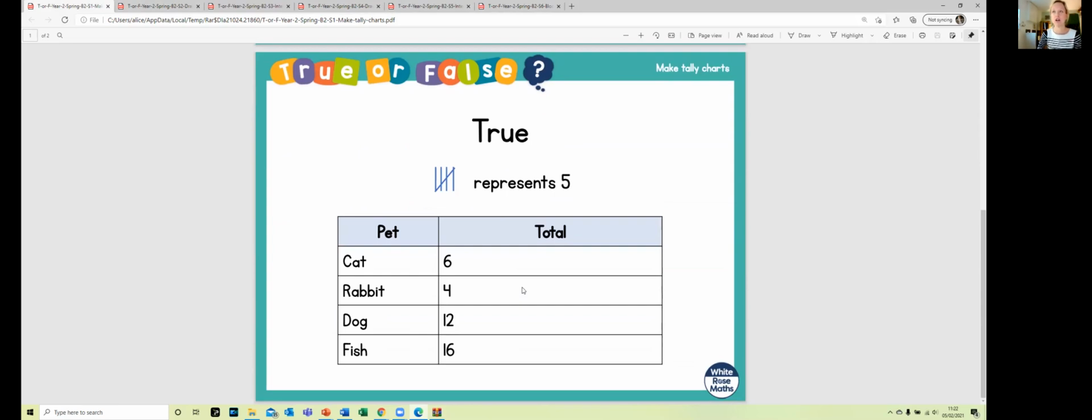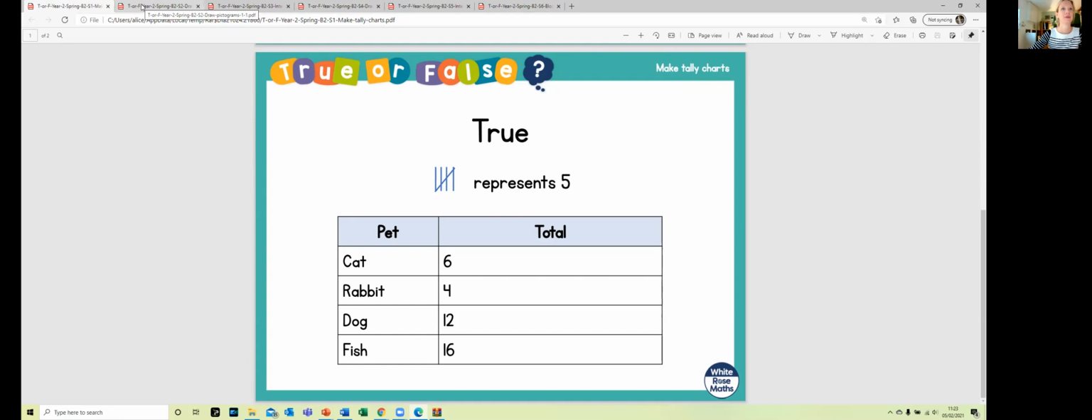And you can see here on our answer sheet, they've put the totals for all the animals. Actually, they've done good counting for all of them. There were 6 cats, 4 rabbits, 12 dogs and 16 fish. So give yourself a nice tick if you got that right. I'll give myself a tick. Got that right. Here we go. Well done, Mrs. Warburton. Give yourself a pat on the back if you got it right.